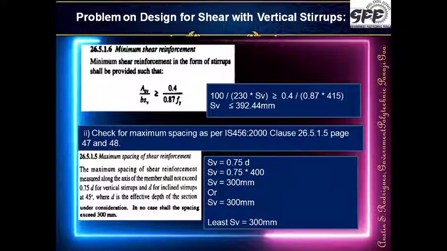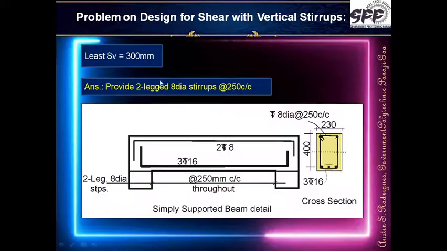So if I am providing two-legged 8 mm dia stirrups, I have to choose a value which is the least of these. So least is 300, but while providing, I will take still less than that to ensure that everything is done properly. So least is 300, but provide two-legged 8 mm dia stirrups at 250 mm center to center. The beam looks like this. It's a simply supported beam. The two-legged 8 mm dia stirrups are throughout at 250 mm center to center. 3 bars of 16 are provided. 2 bars of 8 are hanger bars over here.